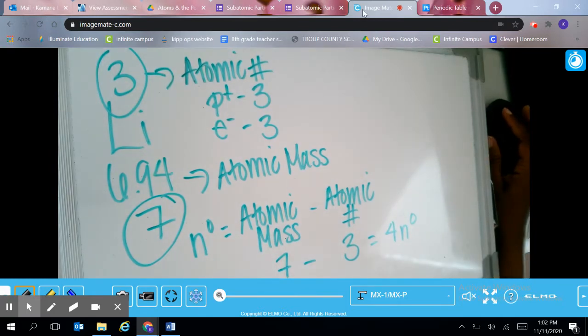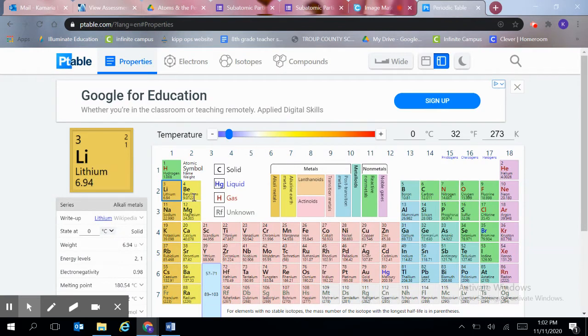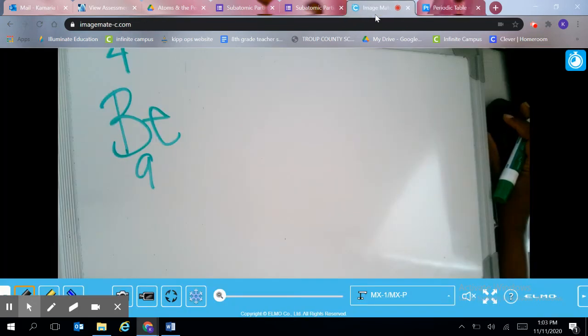Let's try another one. If I go back to the periodic table and I try beryllium, the atomic symbol for beryllium is Be. Remember, the atomic number is the smallest number that they give you. It also tells you how many protons you have and how many electrons you have in a neutral atom. So for beryllium, the atomic number would be 4 because it's the smallest one. And then they give you another number that is your atomic mass. Your atomic mass is your protons plus your neutrons. You always want to round that to a whole number. So the atomic mass of beryllium would be 9.